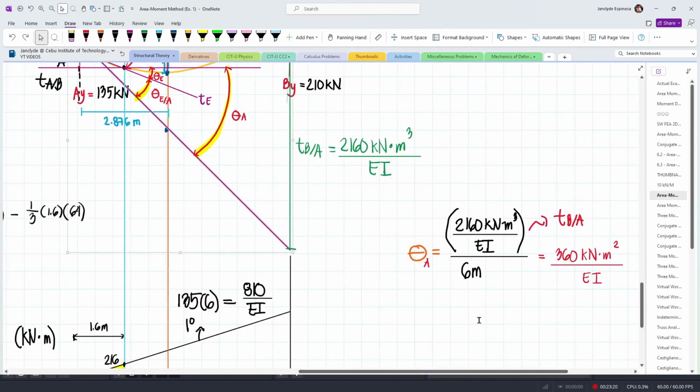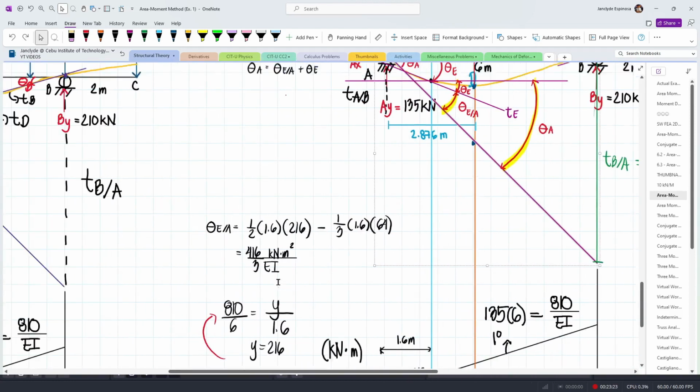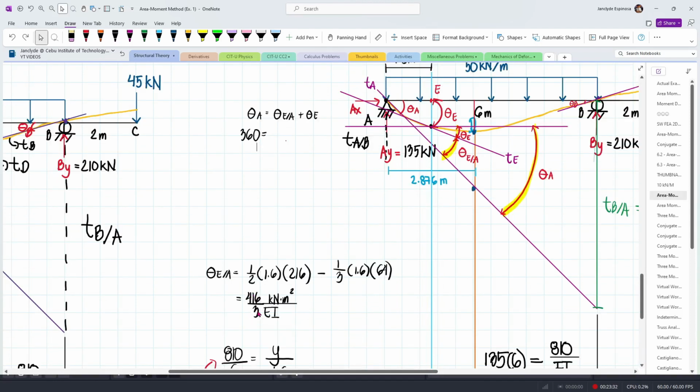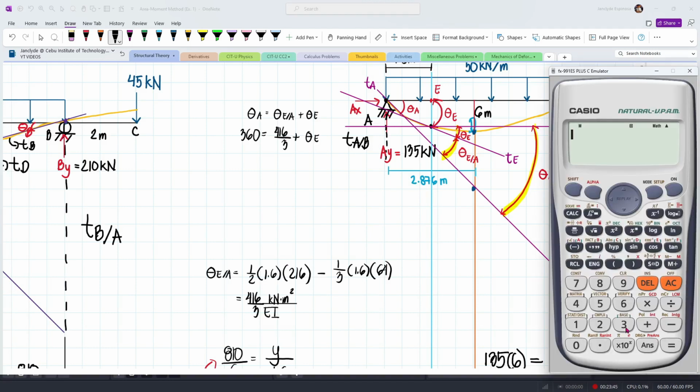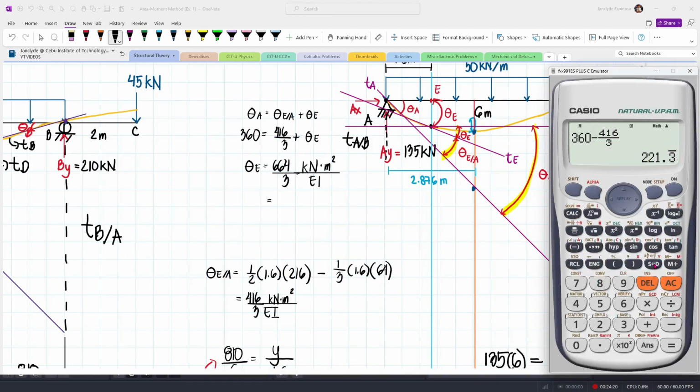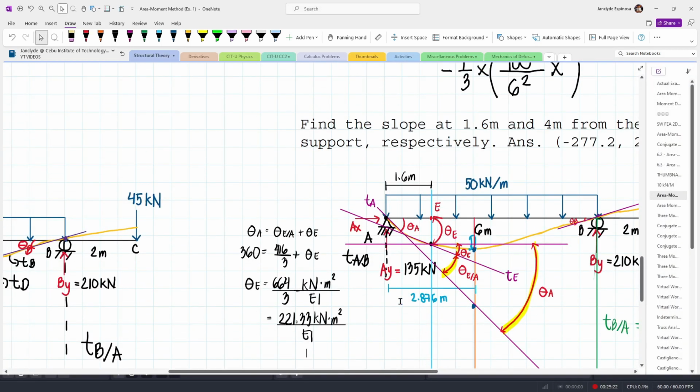But diba, alam na natin yung value dito. We have 360 as the slope of A. And then for the slope of E with respect to A, we have 416 divided by 3. And then plus the slope at E. The slope at E will be equal to 360 minus 416 over 3. And so we have 664 divided by 3. And then this is kN·m squared divided by EI. And then this is approximately 221.33. Now, medyo may mali sa solution natin.